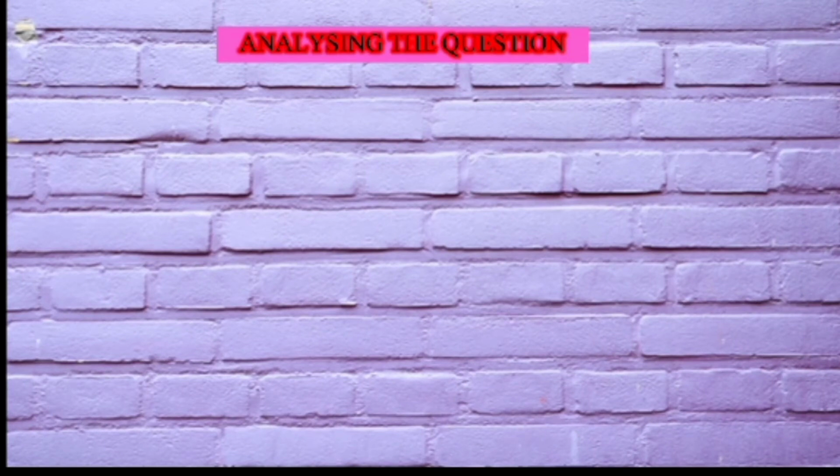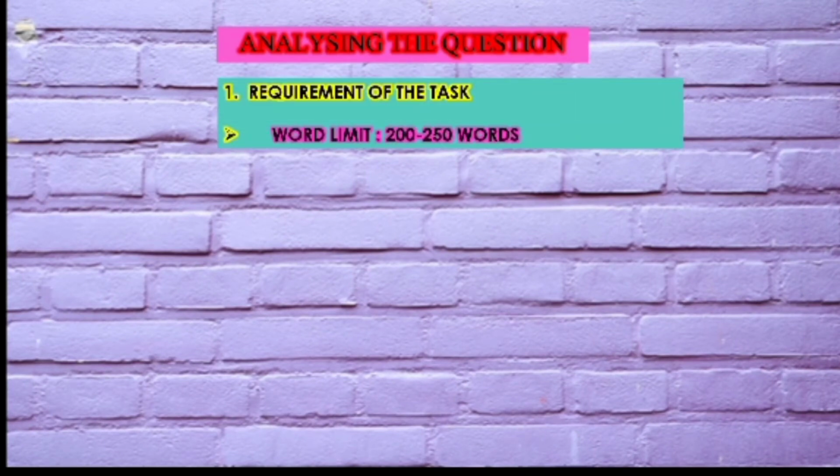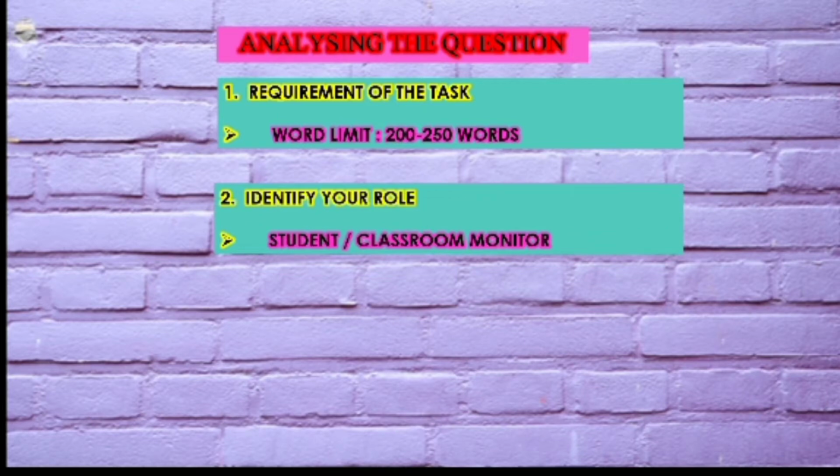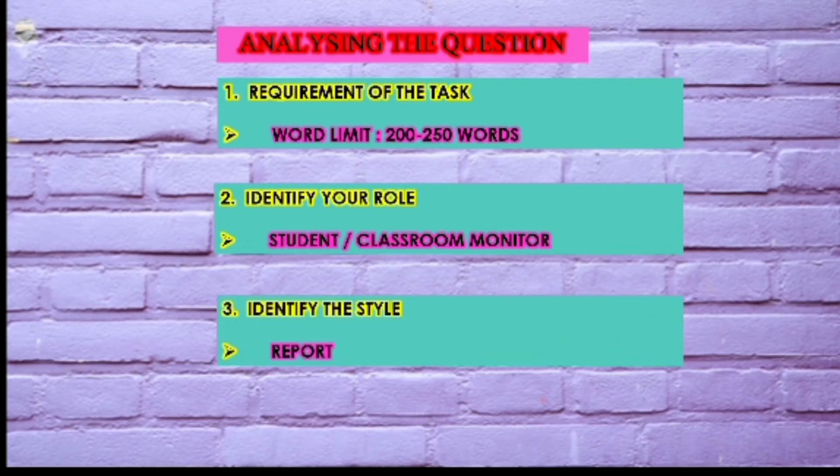So, before we start writing, let us analyze the question. The first one is, we are looking at the requirement of the task. It is a word limit of 200 to 250 words. And the second one, identify your role. So your role here is the student or the classroom monitor. And then the third one, identify the style. So it is a report writing.